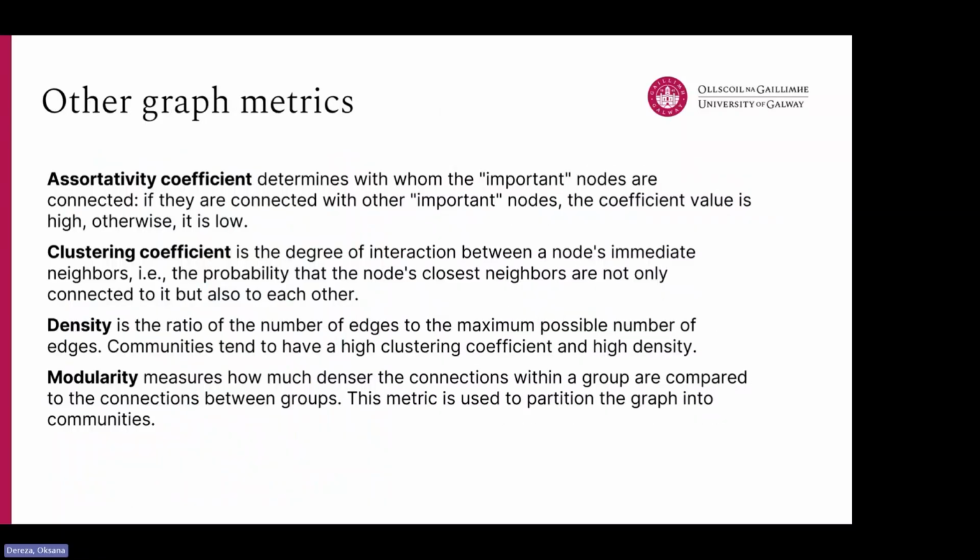There are a few other notions that might come in handy. We'll just discuss modularity here because we're going to be using it to work with our graph today. Modularity measures how much denser the connections within a group or community are compared to the connections between different groups. This is a metric that helps to define communities, to split the graph into different chunks. And we're going to be doing this today.